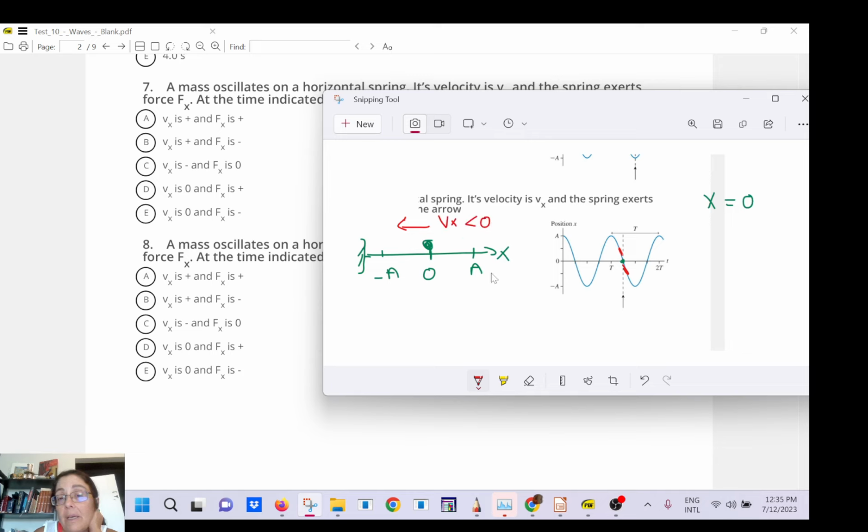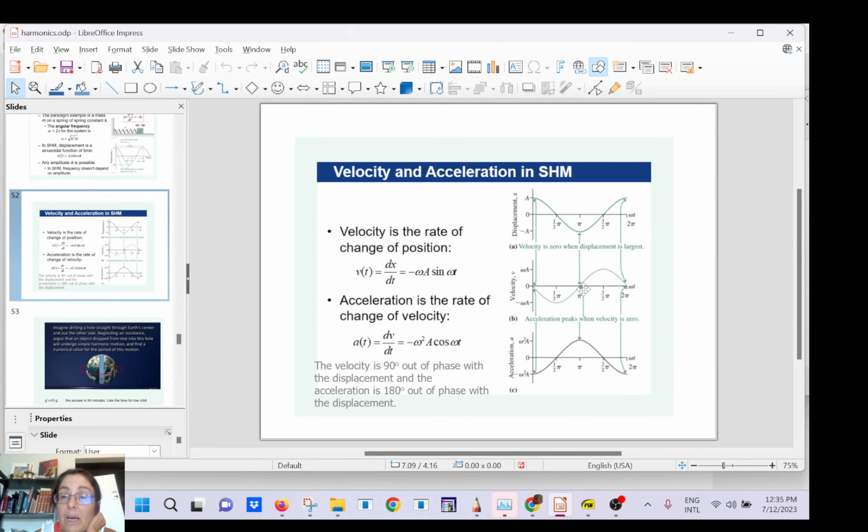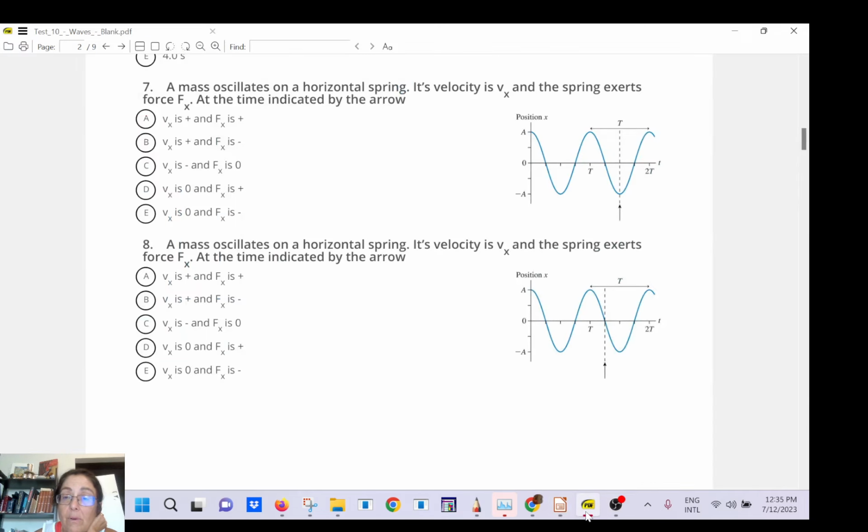And what about the force? The force has to be equal to 0 because the spring is not stretched. So well, here the x component is negative and the force is 0. So the answer would be C. And if you go back to here, you see that we have, it could be here or it could be there. So here the position is negative.